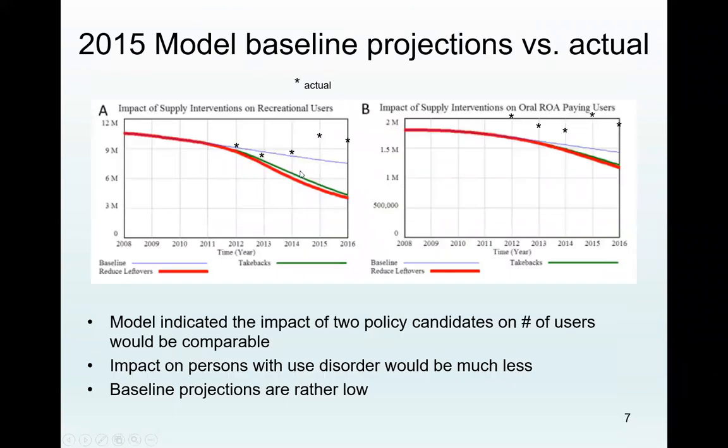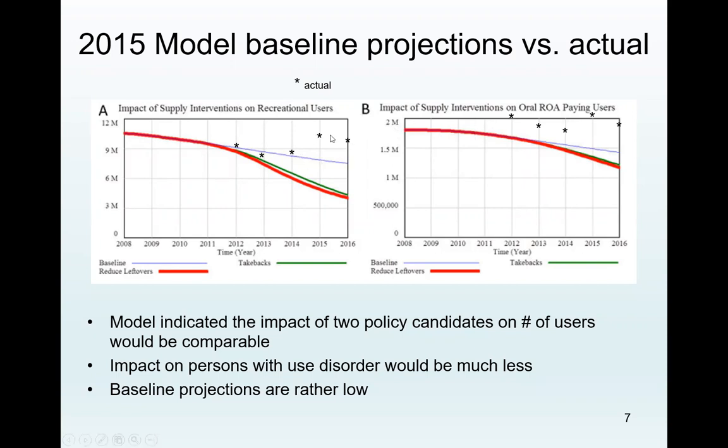And these were our policy projections, and the asterisks show what actually happened. Compare the blue line to the asterisks. You can see we were pretty good for a little while on recreational users. This is the people we thought we were trying to influence. People who might be getting drugs out of a medicine cabinet of a friend or relative, or their own, perhaps. And you can see we did pretty well.